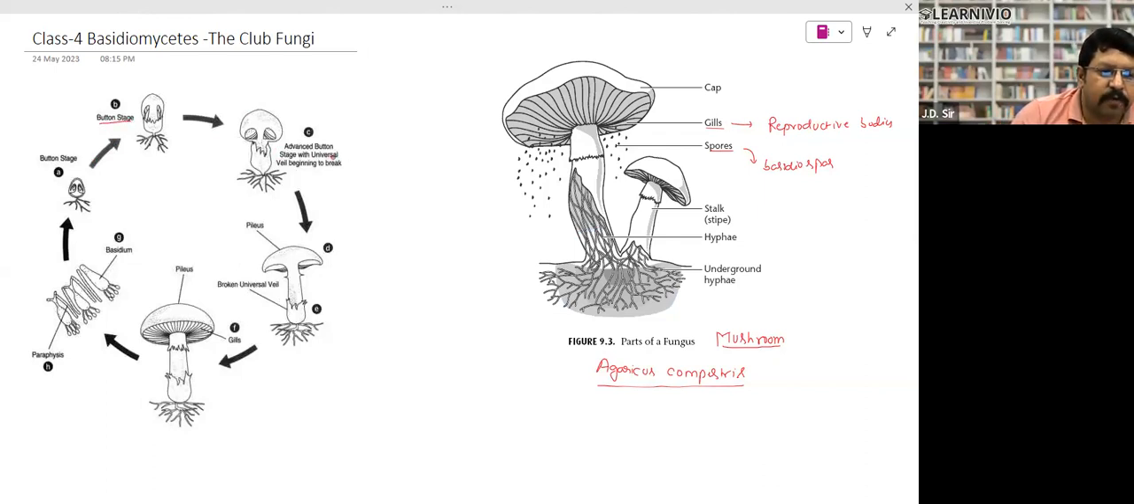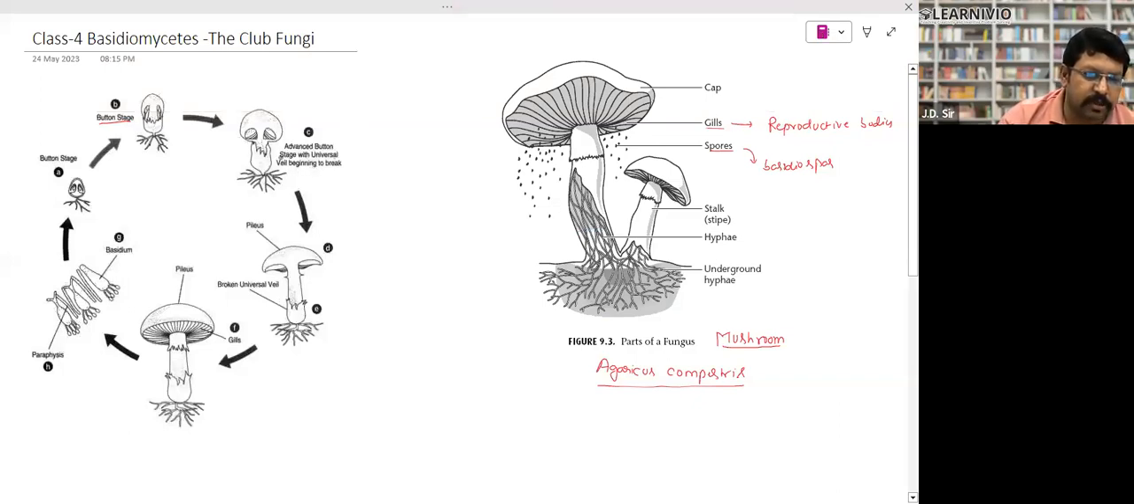What happened? Advancement of the button stage. Sometimes you must have seen, you bring the mushroom to your home, and sometimes they mature and a black color structure appears. The black color structure which appears, they are the gills basically, and they are the reproductive body, right? You must have seen this. Have you seen this thing or not? This experiment with mushroom, right?